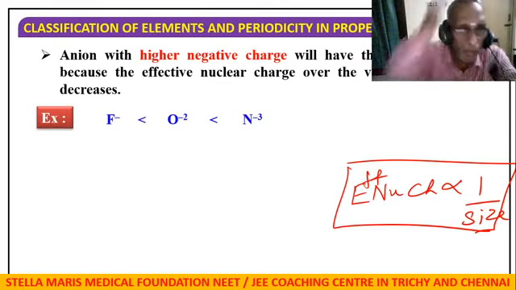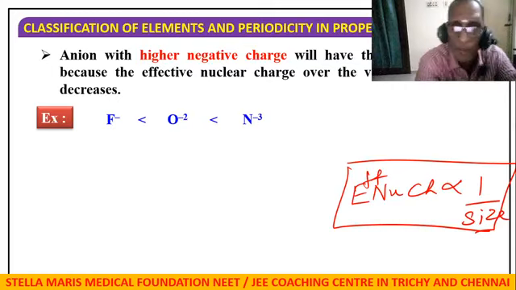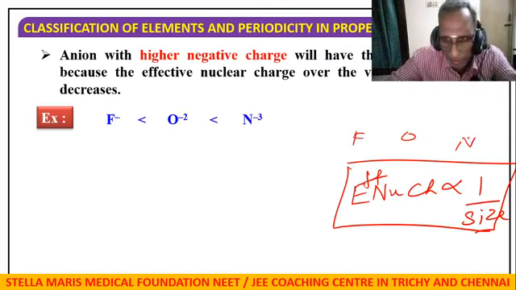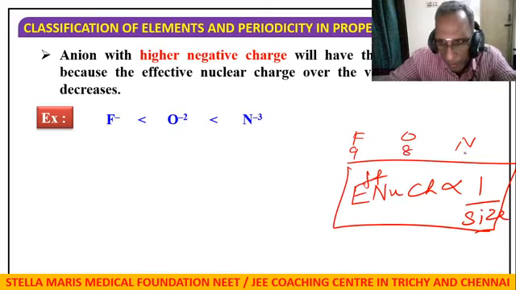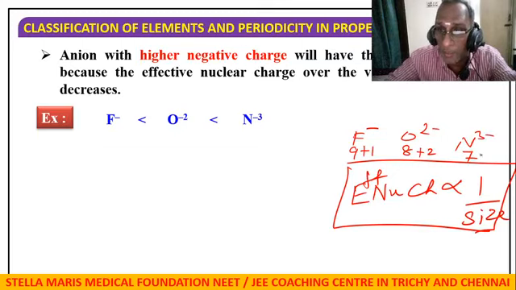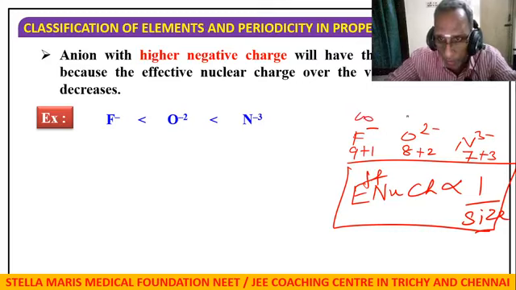Here the other 3 we are combining: fluoride anion, oxide anion, nitride anion. N3 minus is nitride. Fluorine atomic number 9, oxygen atomic number 8, nitrogen atomic number 7. F minus means 1 more electron, O2 minus means 2 more electrons, N3 minus means 3 more electrons. So all have 10 electrons.